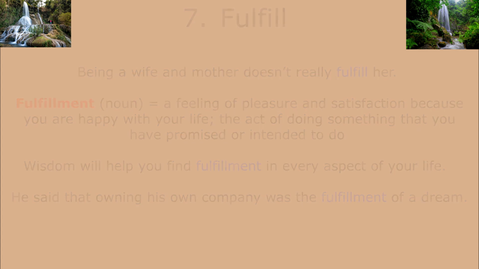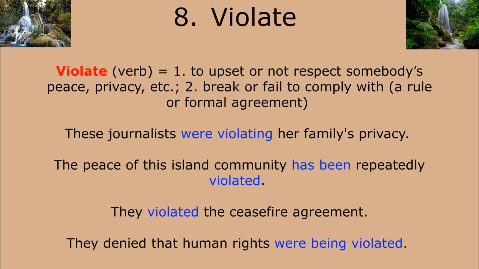Let's move on to the next word. The word number 8, to violate. To violate means to upset or not respect somebody's peace, privacy, etc. It can also mean to break or fail to comply with a rule or formal agreement.